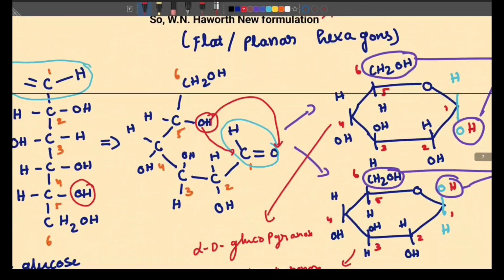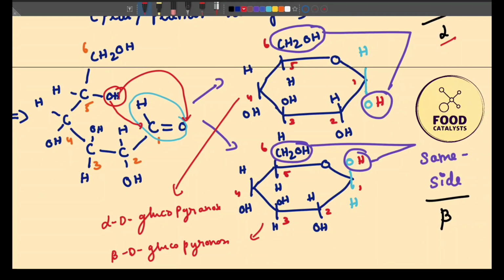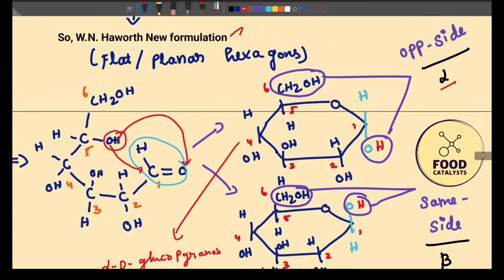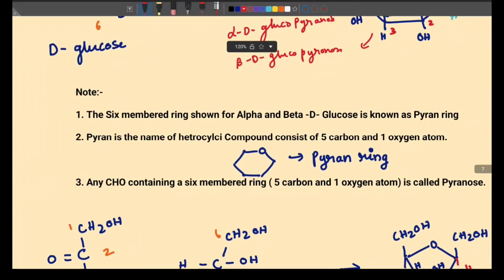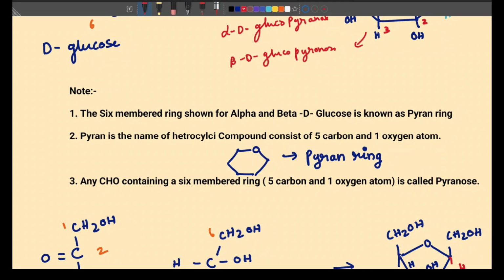Since it is a cyclic structure, we understand through CH2OH whether it is on the opposite side or the same side. Okay, so let's take a few examples. Let's understand a few other points. The 6-membered ring shown for alpha and beta D-glucose is called a pyran ring, right? I told you it's a pyran ring. Pyran is a heterocyclic compound consisting of 5 carbon and 1 oxygen atom. If a ring contains 5 carbon, 1, 2, 3, 4, 5, and 1 oxygen atom, it is a pyran ring.